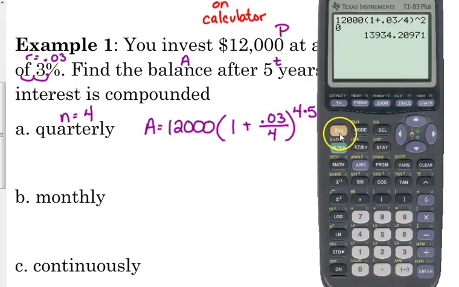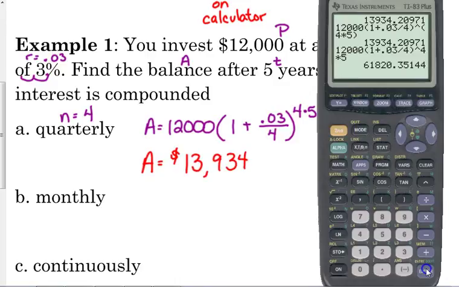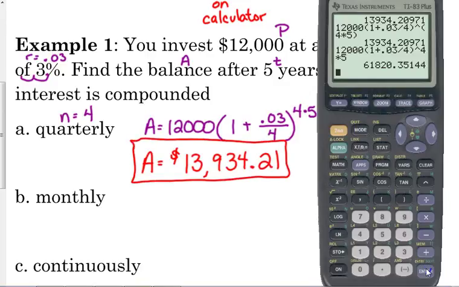If you don't type in 20, then what you're going to have to do is put the 4 times 5 in parentheses. Because if you don't put it in parentheses, notice I get the same answer here, but if I take those parentheses away, I get a very different answer. Because what my calculator is going to do is raise that to the fourth power, and then multiply by 5 instead of raising the whole thing to the 4/5 power. Okay, two very different answers. The first answer is the correct answer. $13,934.21. This is money, so we round to two numbers after the decimal place.